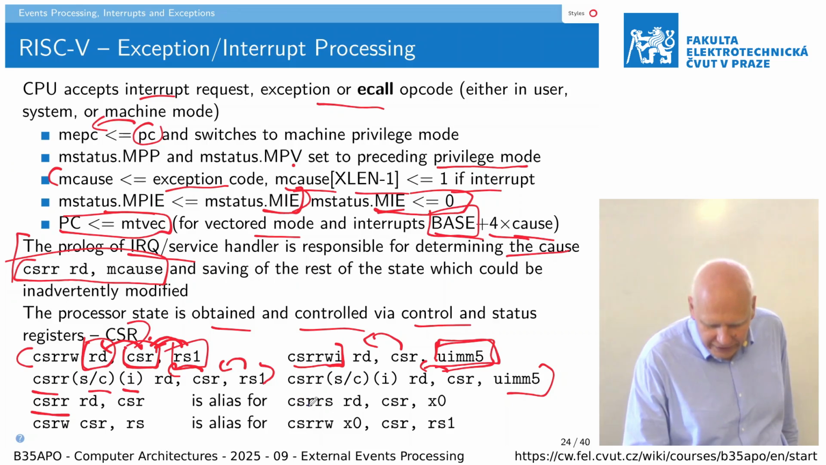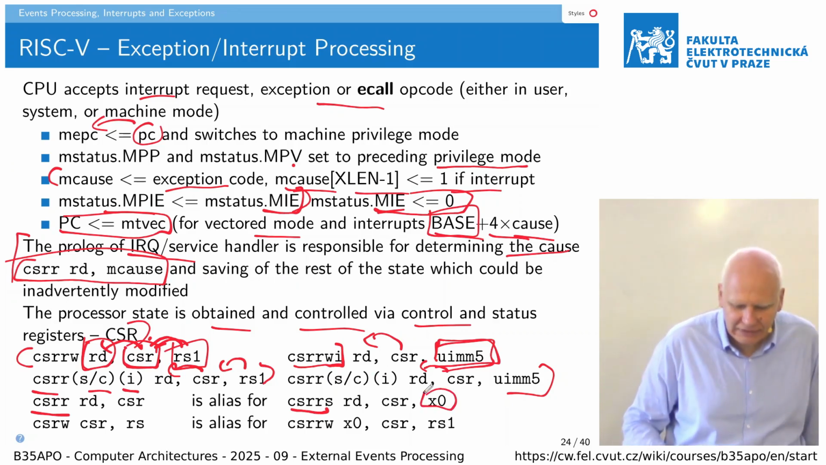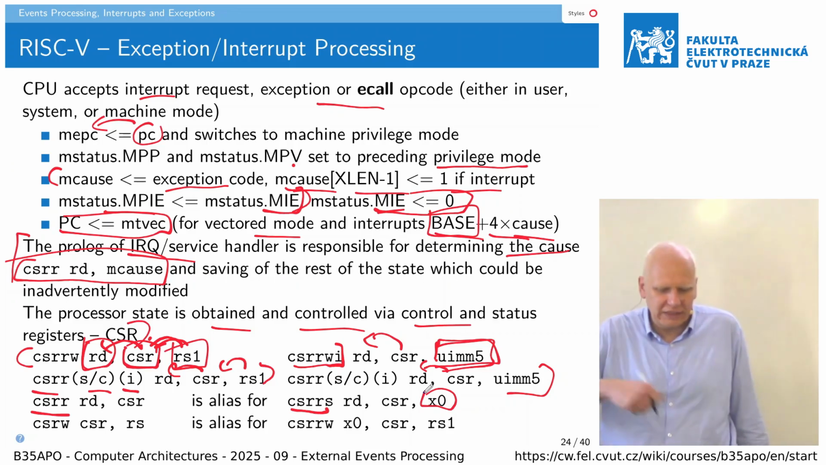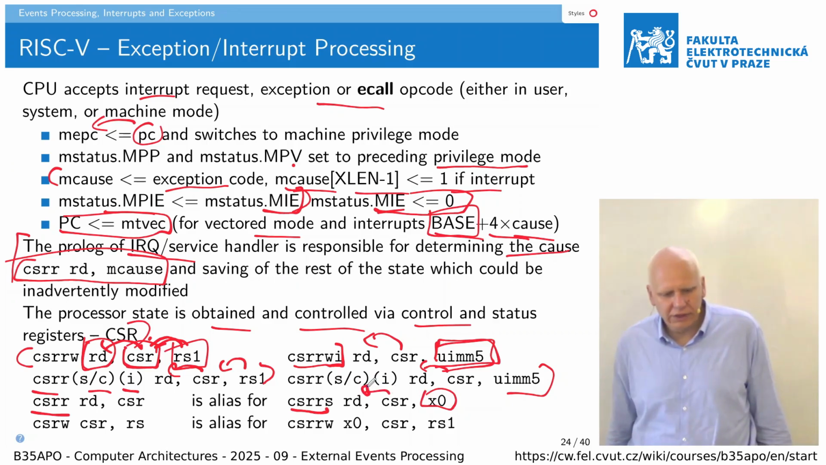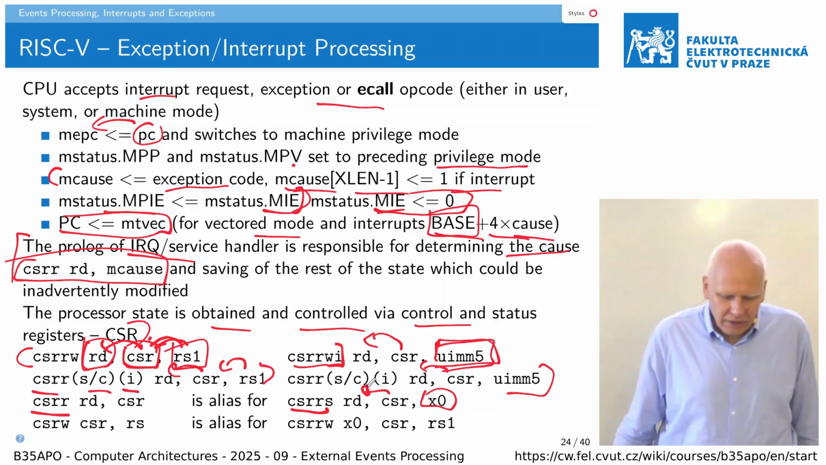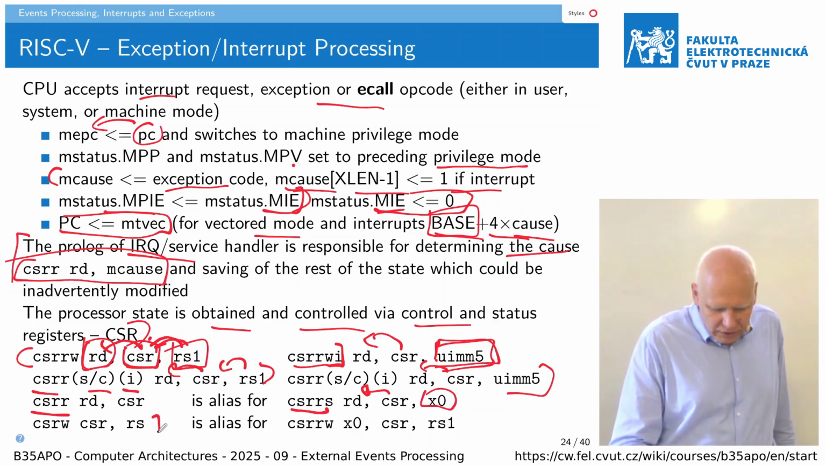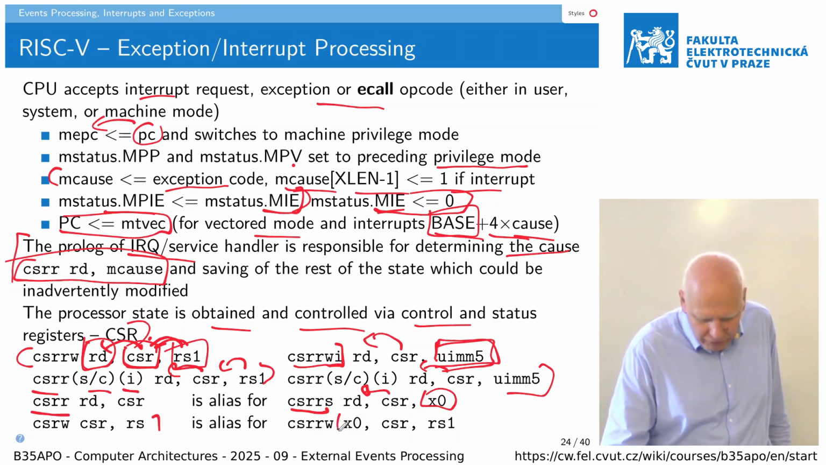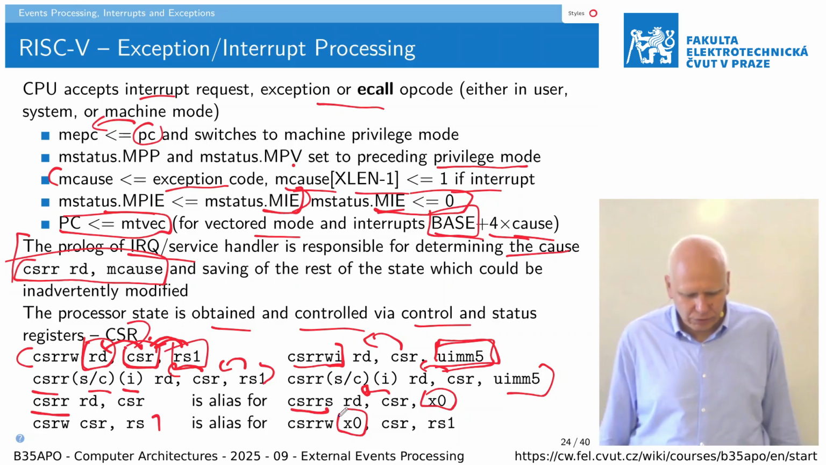If we want only to read the value of the register without modifying it, then we use the operation where we set some bits of the register, but we specify x0 as the input register because it has a 0, so basically it doesn't set any bit, and this way we can read out the state of the register without modification. If we want to write a register only and do not care about the previous value, then we can store the previous value in the x0 register, and we do not need to care about it.